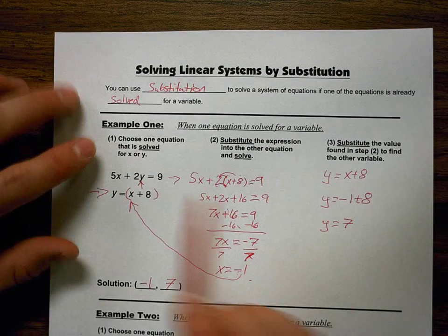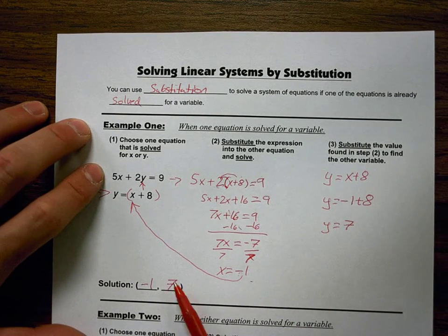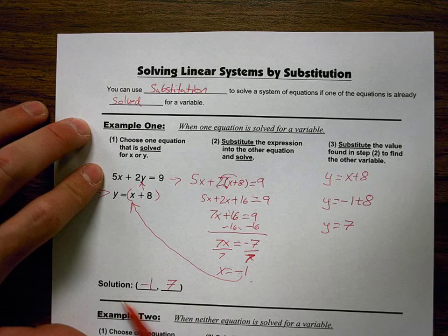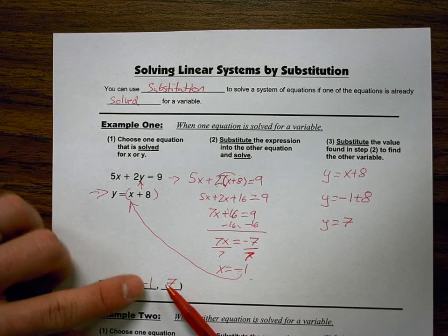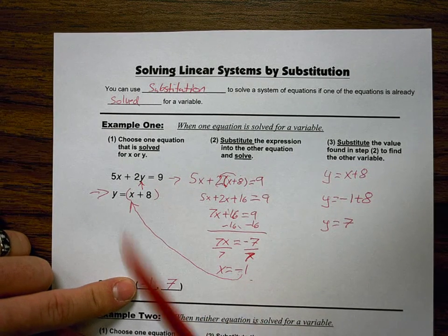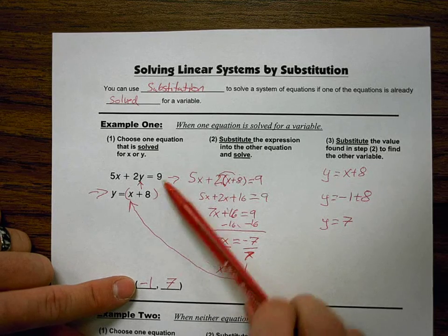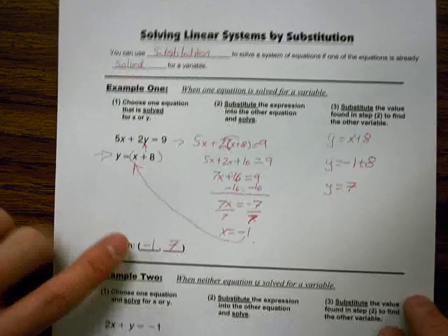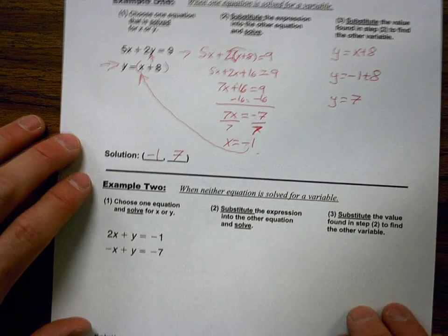So again, I have two equations. My answer comes in the form of a coordinate. This is the coordinate where those two lines cross each other, where they meet.